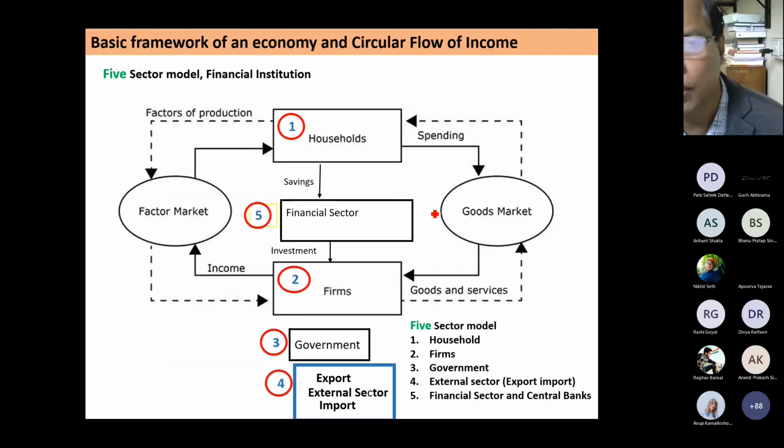Come to the last model. We have the 5-sector model, where in addition to the 4 sectors of actors I have talked about, we introduce the financial sector, the banking and other financial institutions. As you know, every economy we talk about has banks and other financial institutions. The presence of banks has resulted in saving propensities among the people. So the households might decide to save a part of their income.